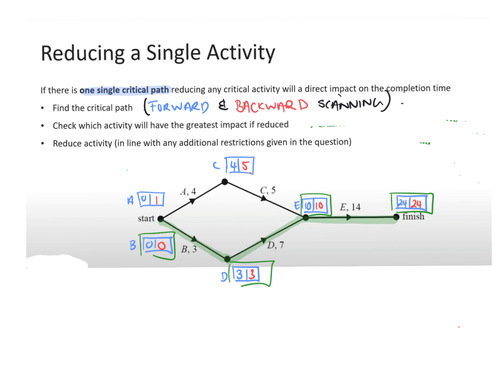If we're going to crash one activity, it's going to be one of those activities. So we'll write that down: crashing activities on the critical path have the biggest impact.